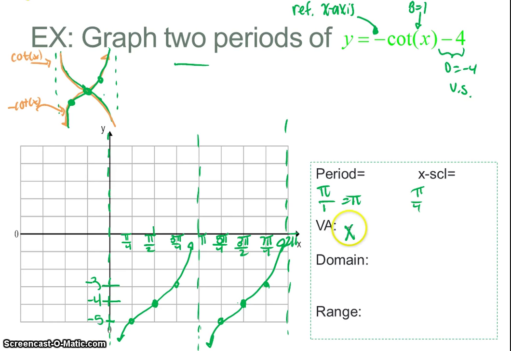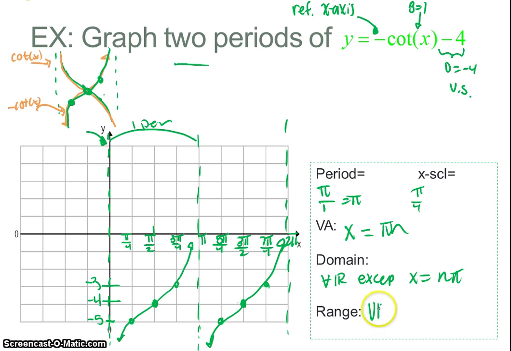So my vertical asymptote equation is x equals the first non-negative asymptote, which is 0, plus the distance between the asymptotes, which is 1 period, or pi n, or n pi. The domain is going to be all real numbers except the asymptotes at x equals n pi. And the range starts at -infinity and continues all the way up to +infinity, or in other words, all real numbers. So that is how we graph cotangent and its reflection on the x-axis, negative cotangent.